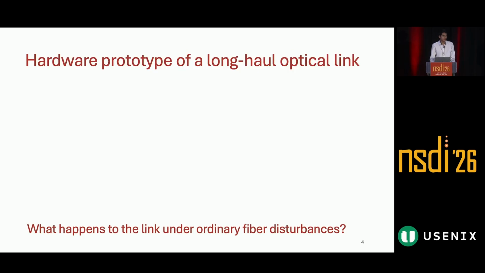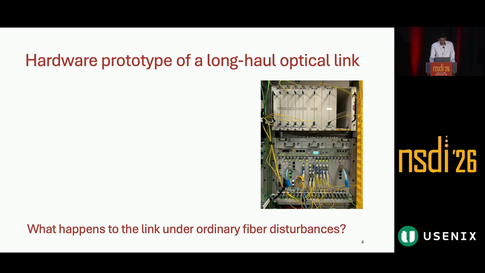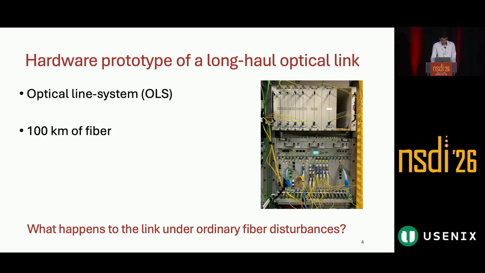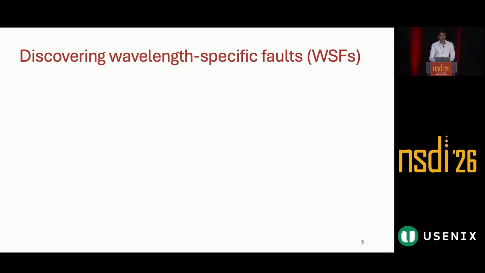So to study this, we designed a hardware prototype of a long-haul optical link using our lab testbed, which is shown here on the right, which consists of an optical line system, 100 kilometers of fiber, and we built a LAG with 3 constituent wavelengths, and I'll describe the setup of what these wavelengths are on the next slide. And so we conducted 2 experiments in the lab that highlighted a new phenomenon, which we call wavelength-specific faults, and I'll describe what this means via the experimental results.